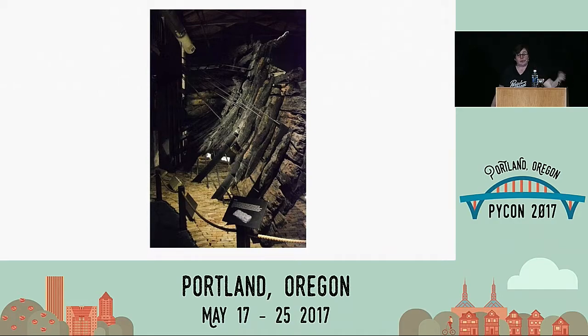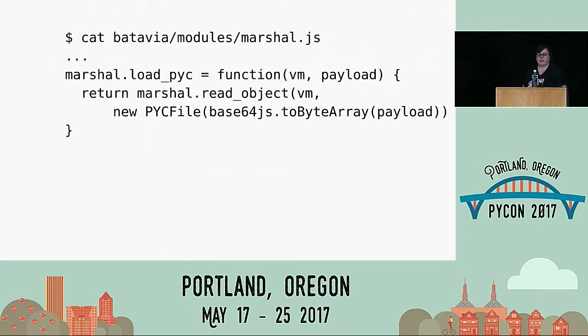We're going to follow the code, which is a little bit stripped down because it's JavaScript and a little bit hard to understand. I've cut some of these next slides down for readability. So this is our marshalling code. In our marshalling code, we load PYC, which is our function where we load our PYC file, and we ask it to read the object and convert it back out of base 64.